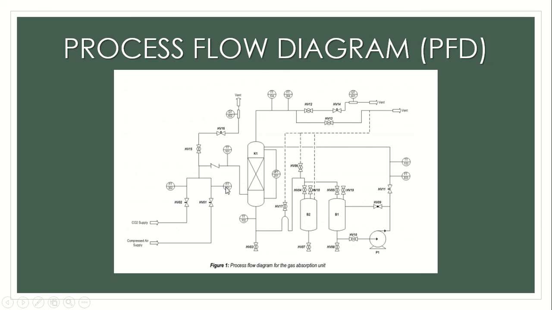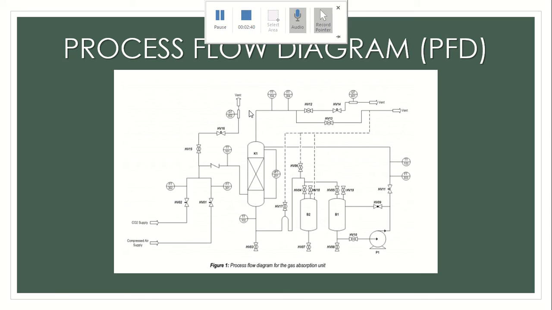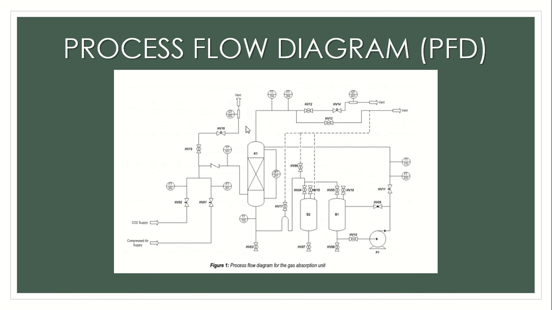So this is what we call the flow diagram. There are some descriptions of the assembly that I will explain in this PFD. The first one is the receiving vessels. B1 and B2 are receiving vessels, which are 50-liter cylindrical vessels equipped with charge ports and ventings.